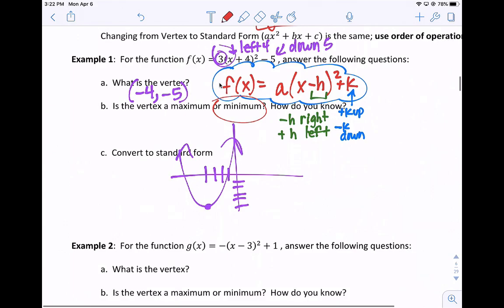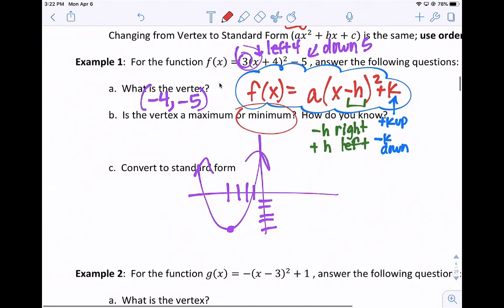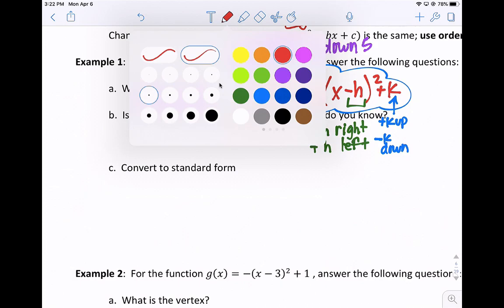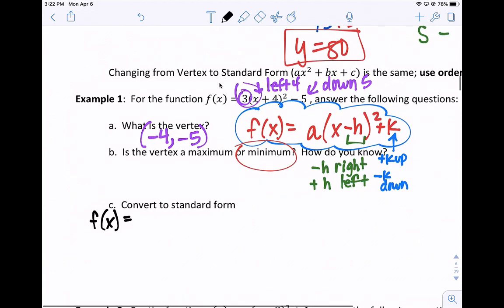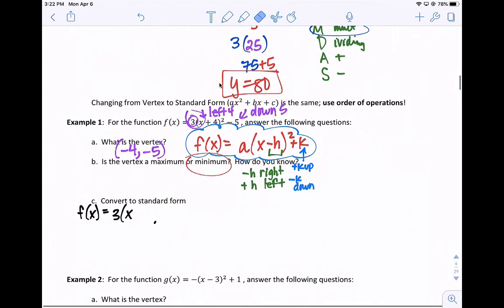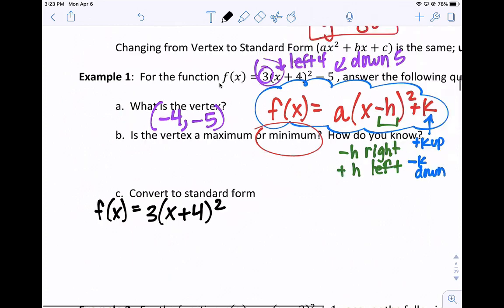And then the new part here is, can you multiply this out or change it to standard form? And so I'm going to rewrite it, and then we'll go step by step on how to change it to standard form, which means no parentheses. So here's the original equation in vertex form. So we have 3 times x plus 4 squared, and then it was minus 5.